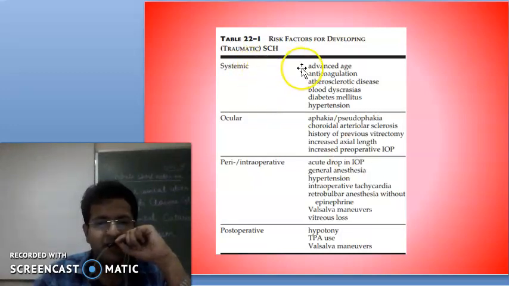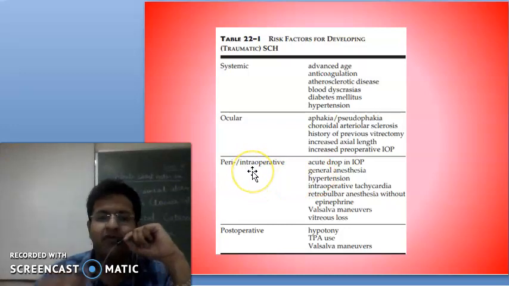The systemic risk factors can be advanced age, any anticoagulation, any atherosclerotic disease, blood dyscrasias, diabetes, hypertension. The ocular risk factors could be aphakia or pseudophakia, choroidal arteriolar sclerosis, any history of previous vitrectomy, increased axial length, that is high myopia, and increased preoperative IOP.